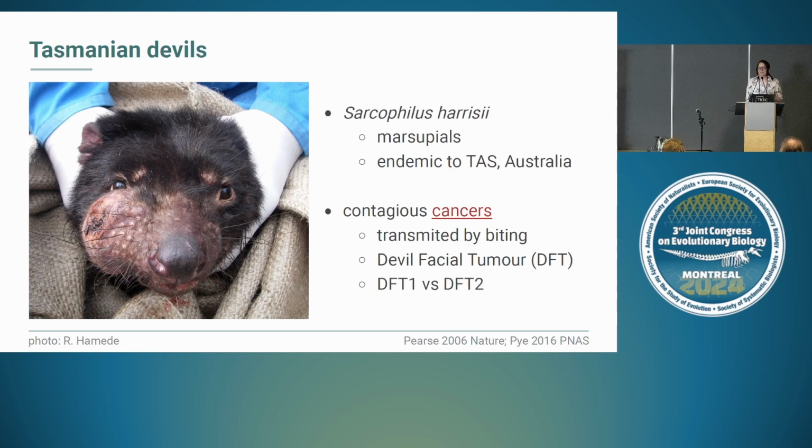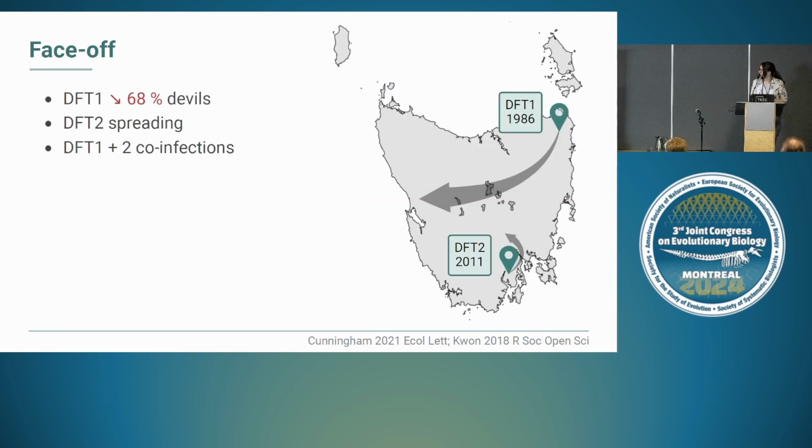Because one cancer would have already been a simple problem to solve, these guys actually face two completely independent transmissible cancers that are genetically completely distinct, which from now on I will name DFT1 and DFT2. So the first cancer arose around 40 years ago in the north of Tasmania and is now found virtually everywhere on the island, whilst the second one is still relatively limited to this peninsula south of the island.